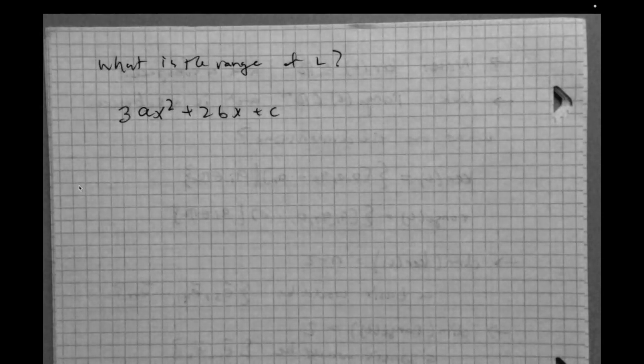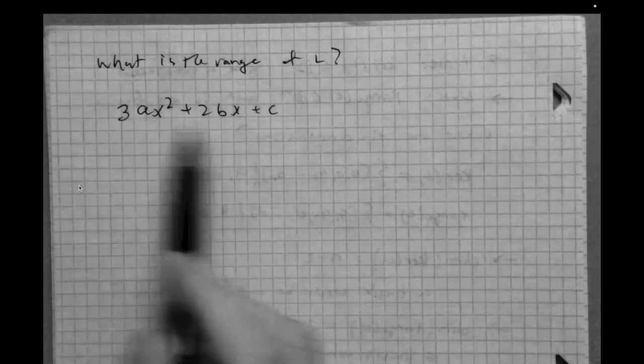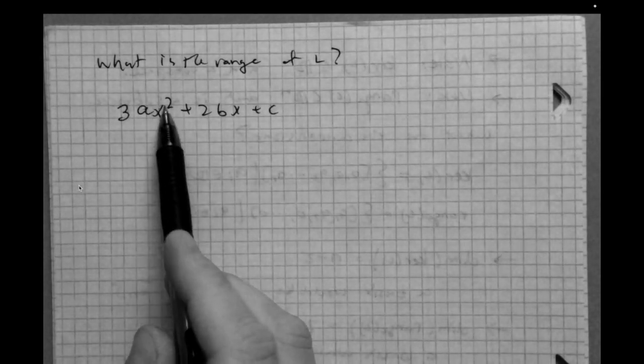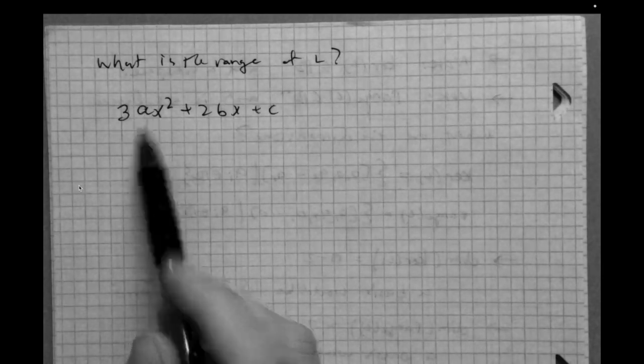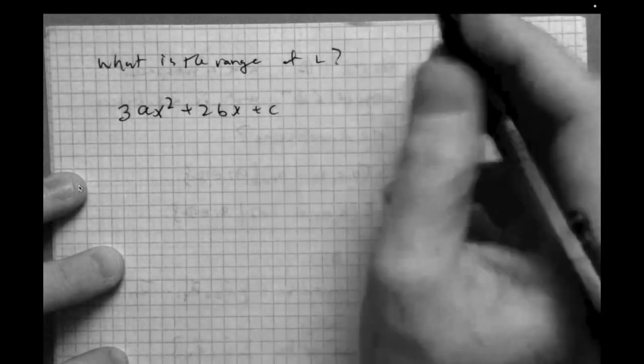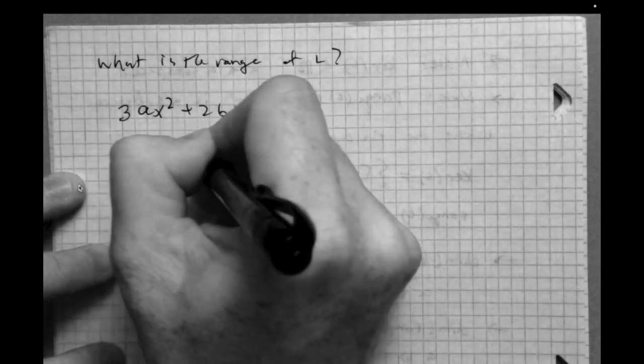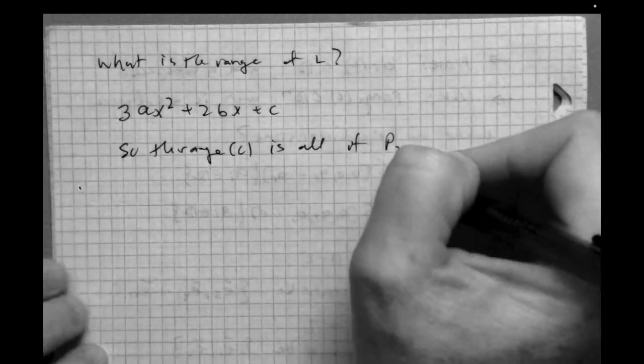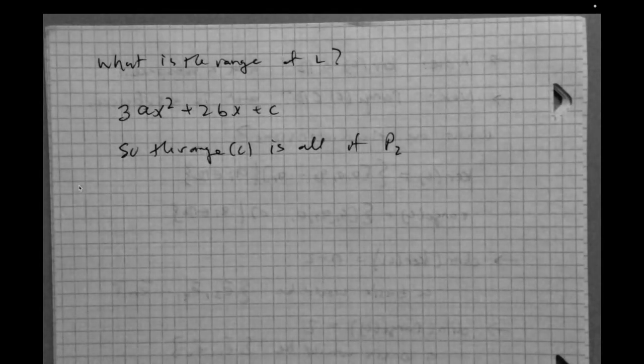And so this is actually going to be all of P2, right? You can think any P2 polynomial can be represented here. If I want something that's less than the second degree, then I can just make a 0. So this is just all of P2. So the range of L is all of P2. Okay, so that's the range of L.